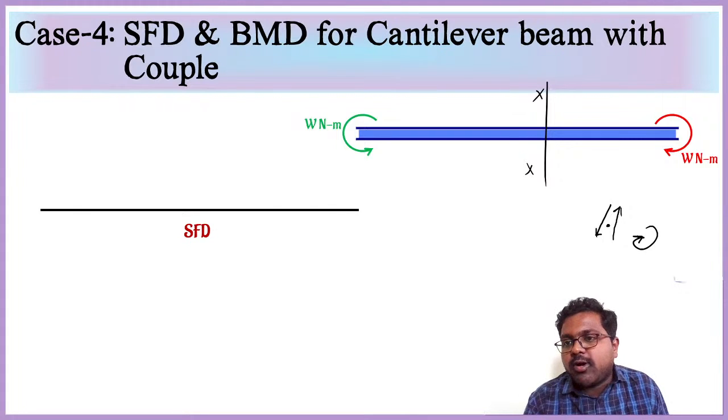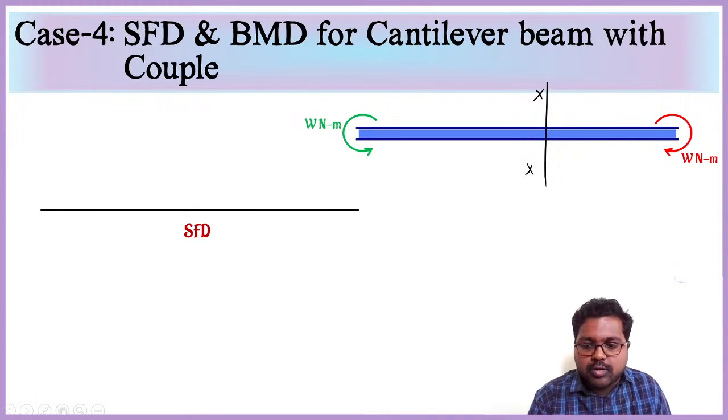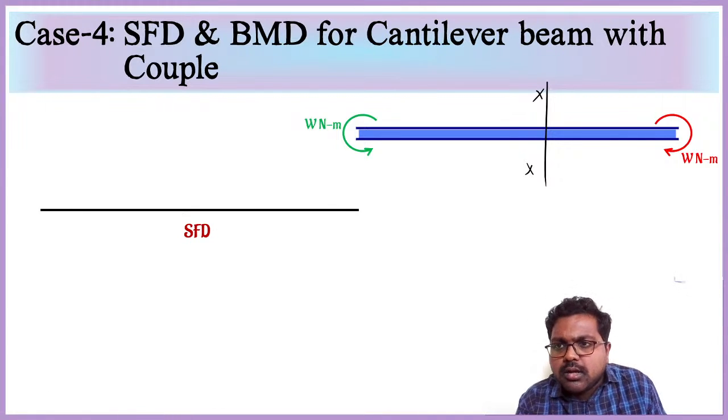Okay, so upward and downward forces get cancelled and it will become 0 over there. That's why normal forces are not there here. Only moment is acting. So shear force is 0, because here we are not having any upward or downward forces.